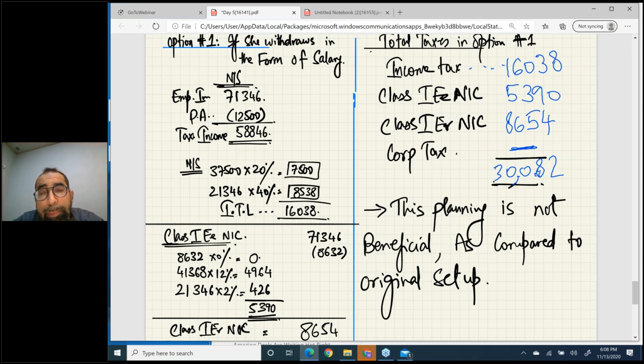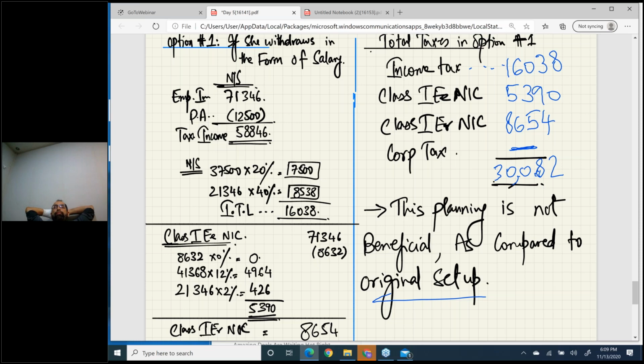Now can you compare it with the existing package? Hope you remember. See the question, what was the existing package? I think the existing cost of all taxes was 23,000 something. So this planning is not beneficial as compared to the original setup. See the final comments. You can check.